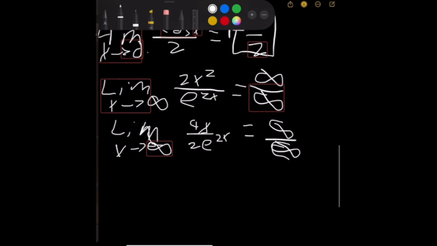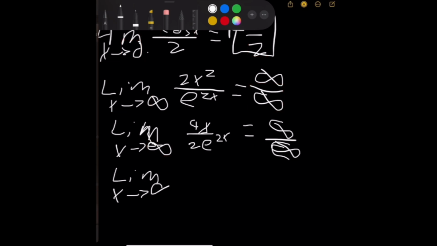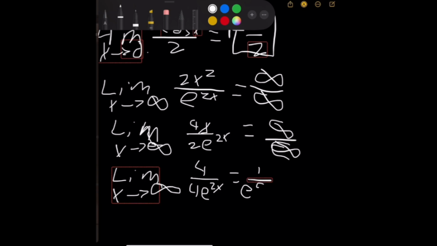So one more time, we go limit as x approaches infinity. It's now 4 over 4e to the 2x, which equals 1 over e to the infinity. Apologies, my handwriting is terrible, I'm sick. e to the infinity would equal 0.